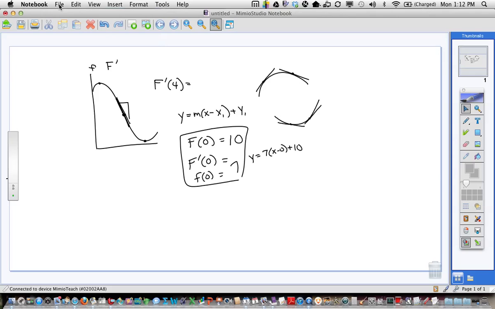Okay? Is it possible that big F of 5 is equal to 5? This sounds like what?